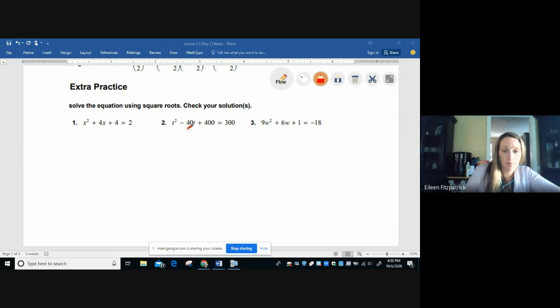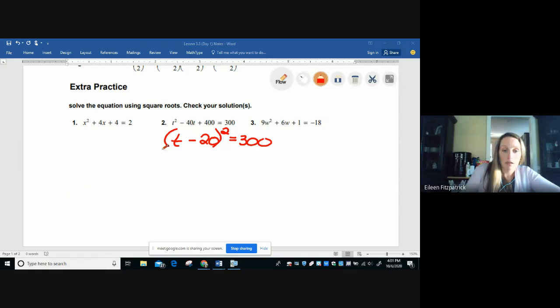For the next problem, again, you're going to try to factor the left-hand side. If you recognize your perfect square trinomial patterns, you know that a negative 20 times a negative 20 will multiply to give you a positive 400, and a negative 20 plus a negative 20 will add to give you a negative 40. So I can quickly factor it into t minus 20 squared equals 300.